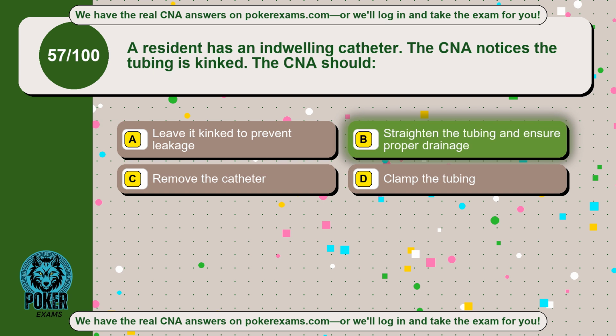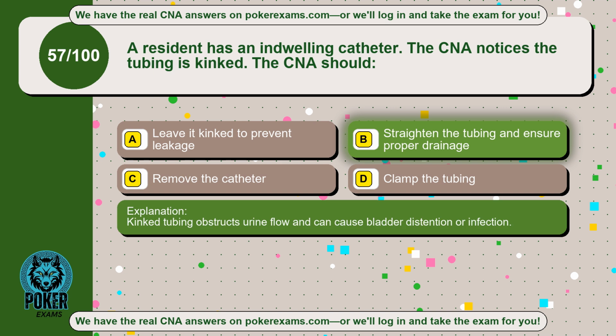The correct answer is option B. Straighten the tubing and ensure proper drainage. Kinked tubing obstructs urine flow and can cause bladder distension or infection.